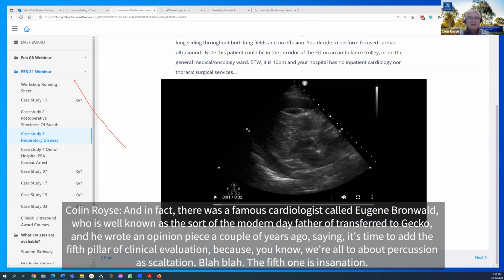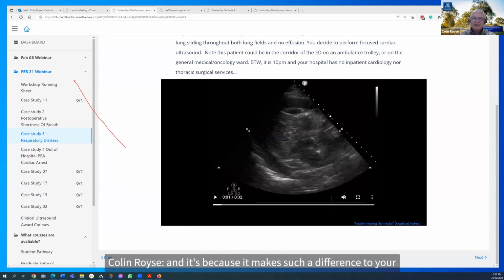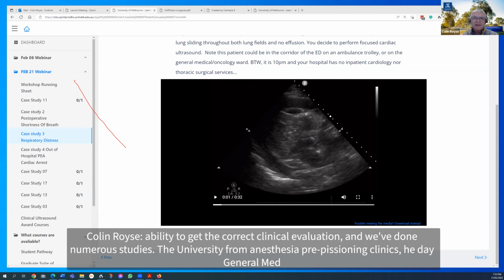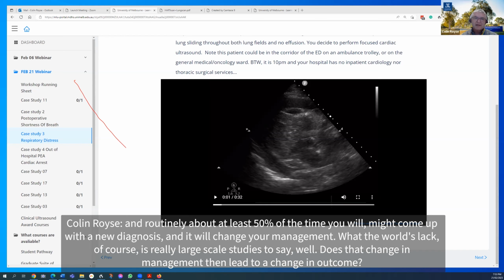And he wrote an opinion piece a couple of years ago saying it's time to add the fifth pillar of clinical evaluation, because we're all taught about percussion, auscultation, and so on. The fifth one is insonation. It makes such a difference to your ability to get the correct clinical evaluation. We've done numerous studies at the university, from anesthesia, pre-admission clinics, ED, general med, and routinely about at least 50% of the time you will come up with a new diagnosis, and it will change your management.